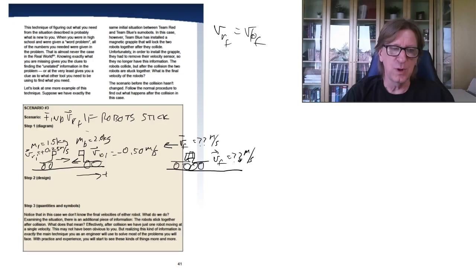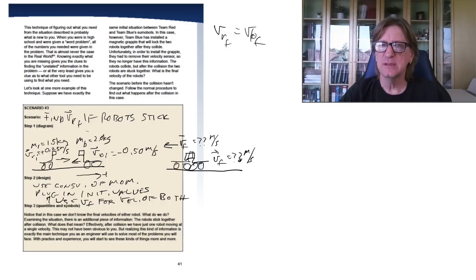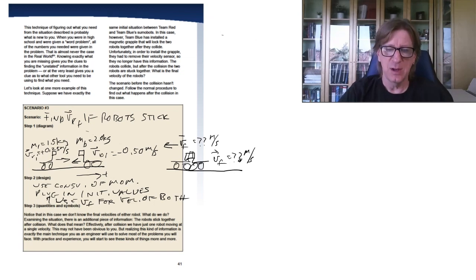All right, so what I'm going to do here for my step 2 then is use conservation of momentum, and plug in initial values, and let's use VF for the velocity of both robots. Do you see that? So instead of using this technique here, which is perfectly fine and is actually a good one, we're going with the probably less obvious one where my VF is going to be the same. Okay. Now you go on to your next page. I'm going to stay on this one so that we can keep our work here.